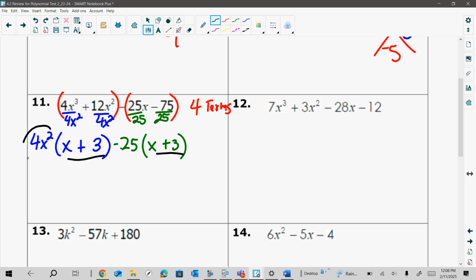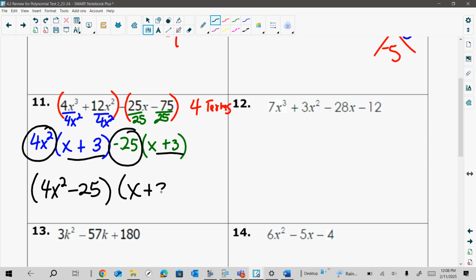So what's outside goes in a group together. So that would be 4x squared minus 25, and then x plus 3. So number 12 is also 4 terms. So when you have 4 terms, you have to do grouping.